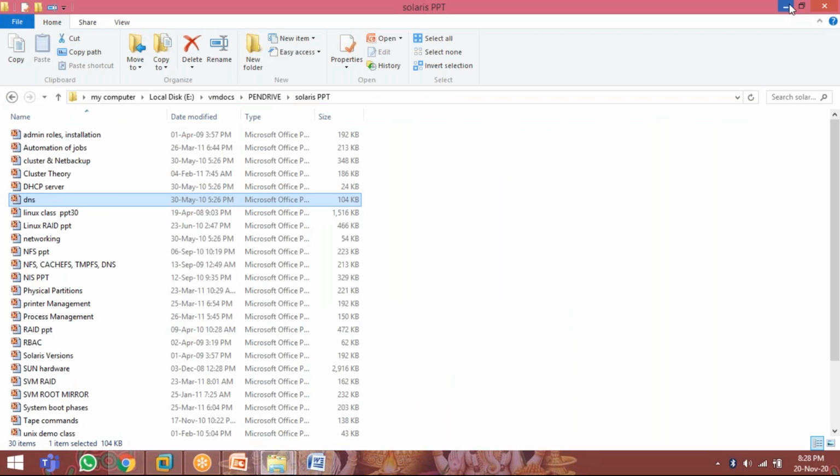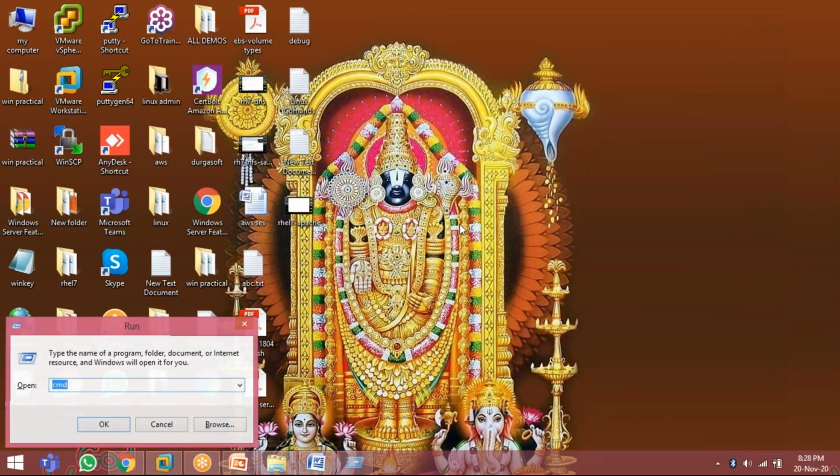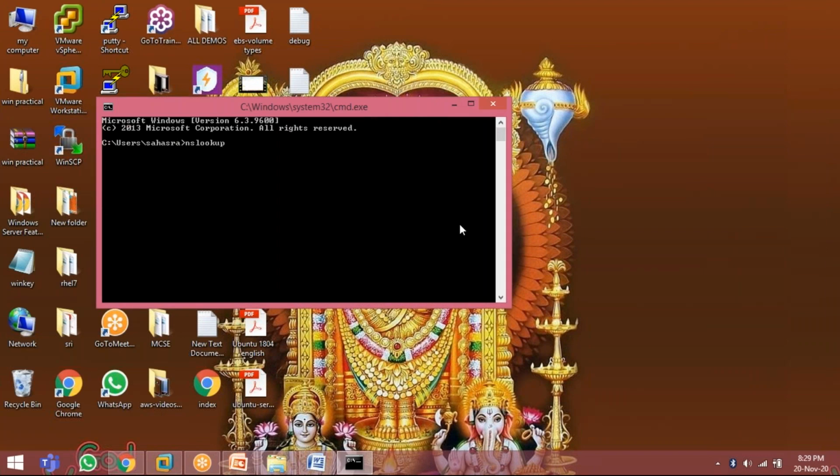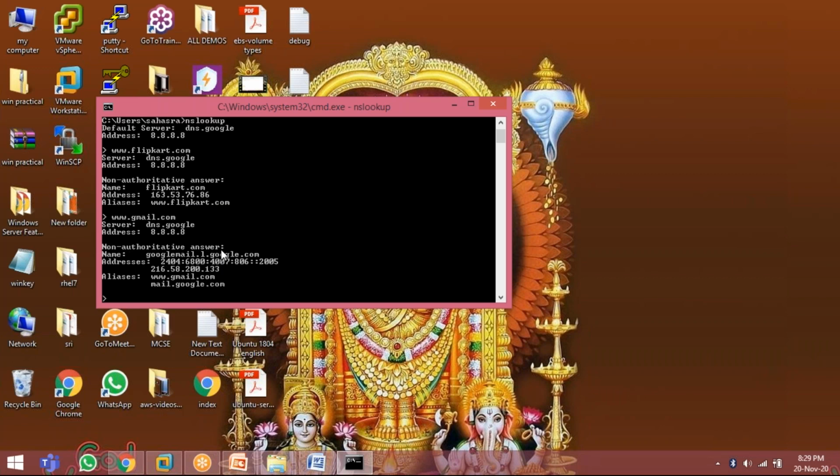If you want to know the flipkart.com IP address, you can go to the command prompt and type the nslookup command. Then type www.flipkart.com and it resolves with the IP address. See what the IP address is: 163.53.76.86. Now www.gmail.com resolves with the IP address 216.58.200.133.